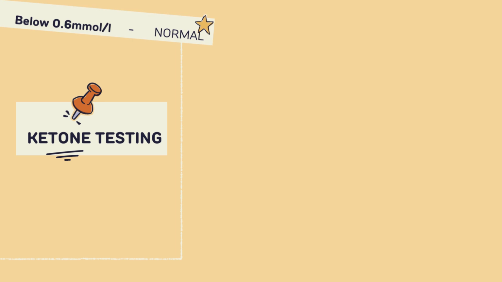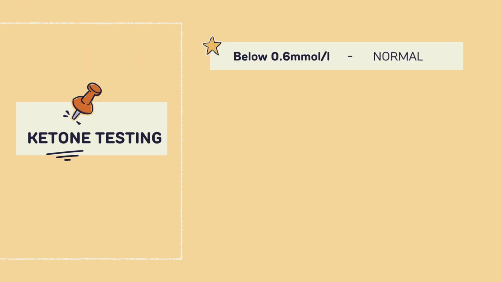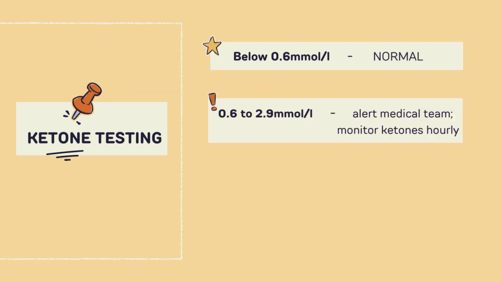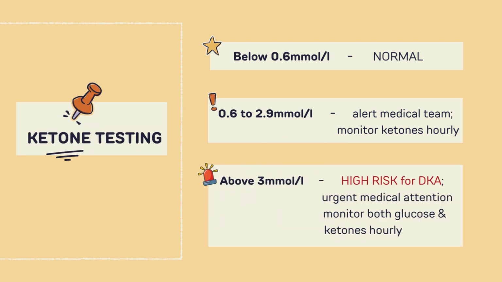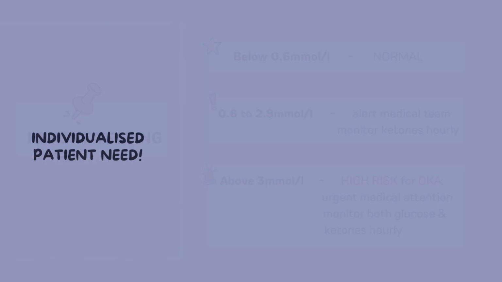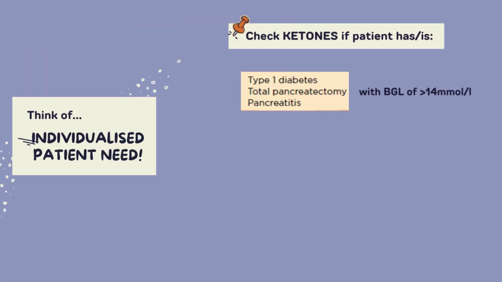Ketone levels and what action to take. Below 0.6, normal reading. 0.6 to 2.9, alert the medical team of the reading and monitor patient ketones hourly. Ketones above 3, seek urgent medical attention as the patient is high risk for DKA, and monitor both glucose and ketones hourly. For some patients, ketones need to be checked if they have conditions like type 1 diabetes, had a total pancreatectomy, or pancreatitis, and their BGL is above 14.